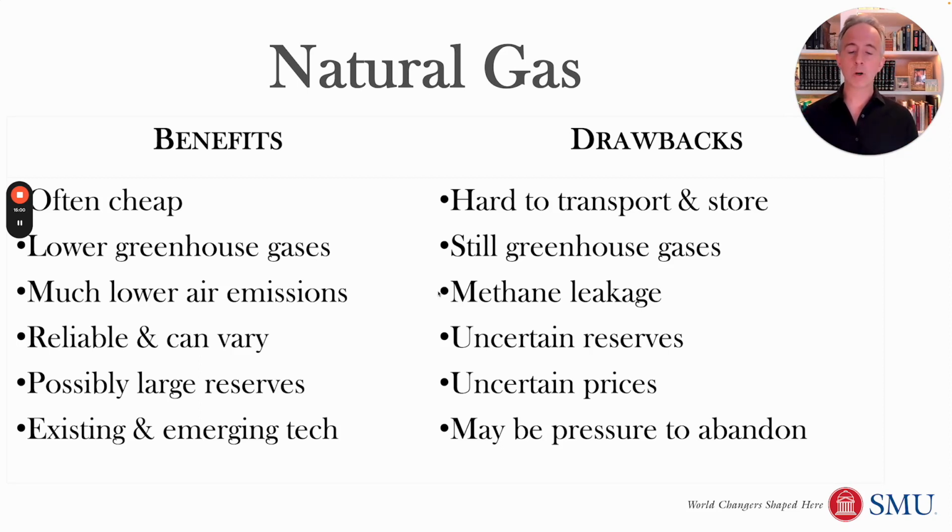It has lower greenhouse gas emissions than coal. So it has 50 to 60% of the emissions of coal. So it helps, and the increased use of natural gas driving coal out of the power mix is one of the big reasons that the United States in recent years has been able to cut its greenhouse gas emissions so much. It also has much, much lower air emissions.